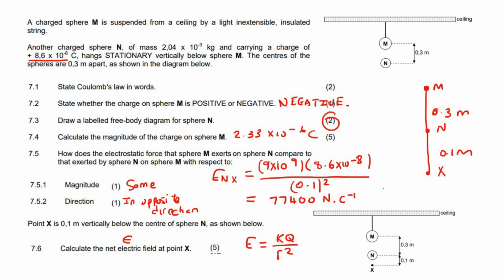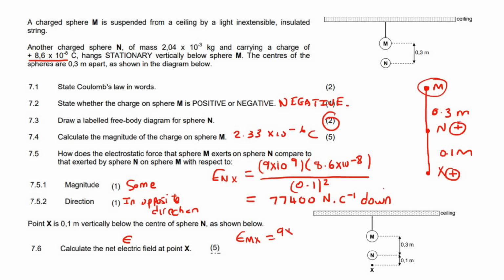Now N is positive, and we said that by definition, X is also positive. So what will N do to X? Will it push it up or down? Well, it'll push it away because they're both the same, so they're repelling each other. So it would push X down. Now we're just going to look at the effect of M on X.